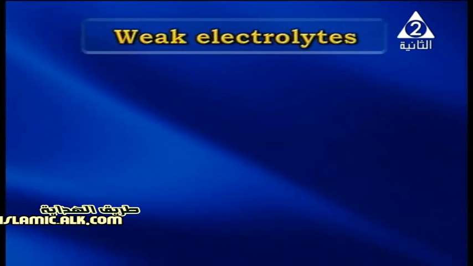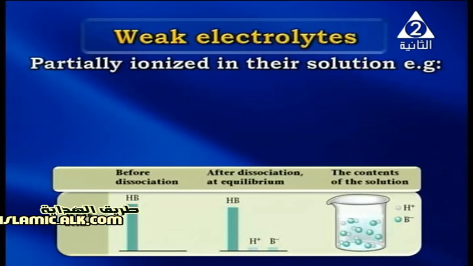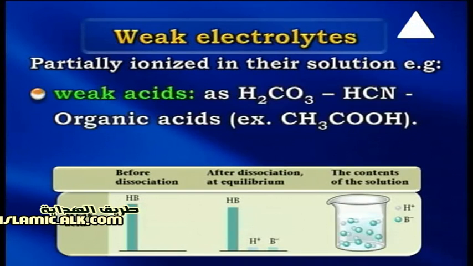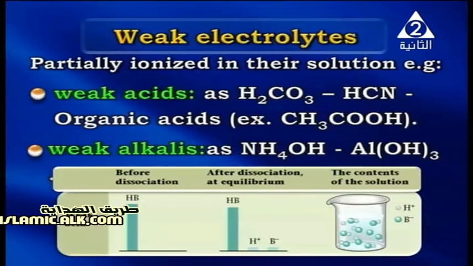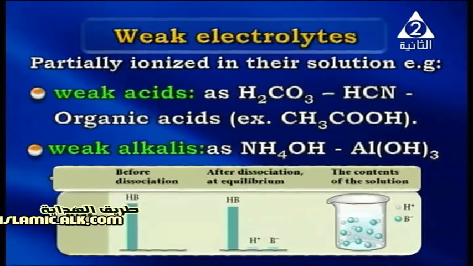And weak electrolytes, which are partially ionized in solution, weak acids such as carbonic acid and hydrocyanic acid and organic acids, for example acetic acid, and weak alkalis like ammonium hydroxide and aluminum hydroxide, as the following animation will show.